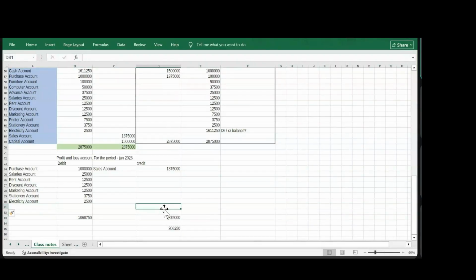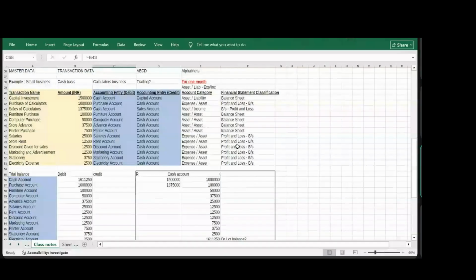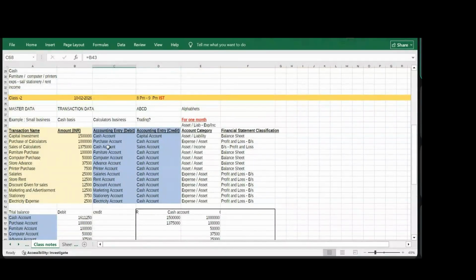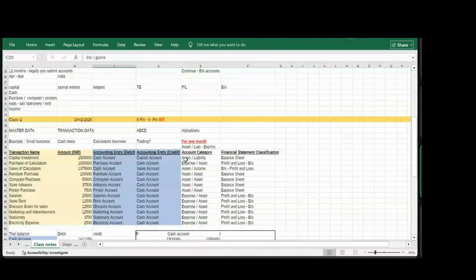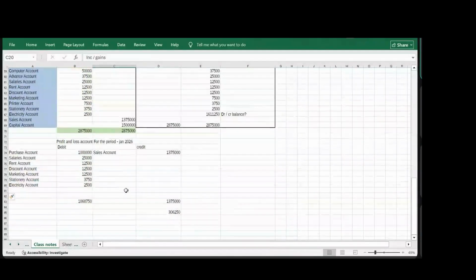In the P&L account, when the credit side is higher, what does it mean? Your sales is your income, correct? Yes. What did we put here for the sales account? It is on the credit side. Sales is your income. Remember your PRN command: incomes and gains will be credited, nominal account. So that is my income. Income is higher than my expenses, all the expenses together. Now this will be profit.